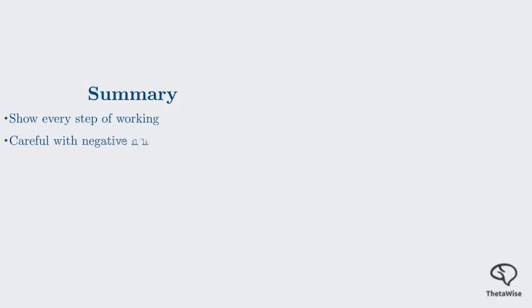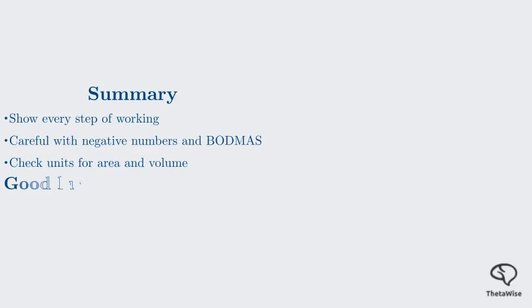We have now completed all 24 questions on the IGCSE Calc Specimen Paper B. We've covered number properties, geometry, algebra, and statistics, all without a calculator. Remember, show every step of your working. Be careful with negative numbers and order of operations. Always check that your units are correct for area and volume. Good luck with your revision.